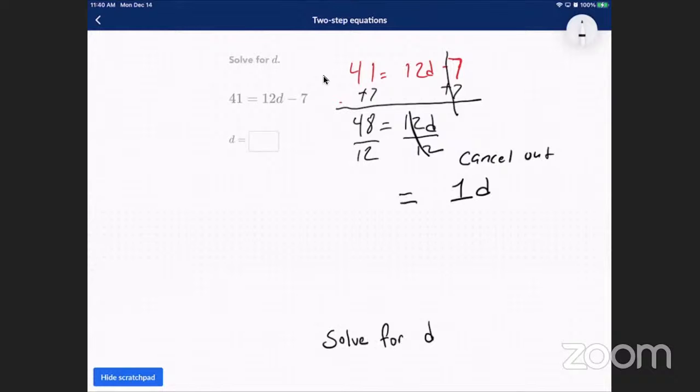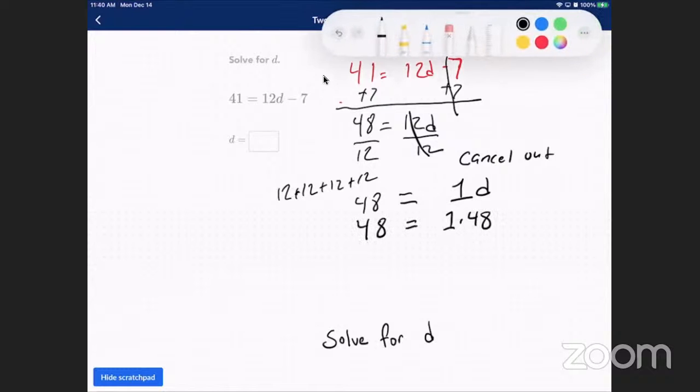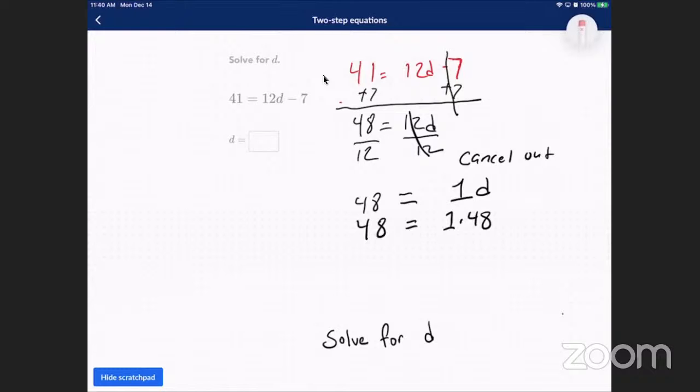Well, that's just 12 plus 12 plus 12, which is 48. Now that we have that, we know that D equals 48. To me, I feel like this is a better way of talking about it, and not removing a lot of these things as it goes along, because this is exactly what's happening. This is how the math would actually be if you were writing it in code.